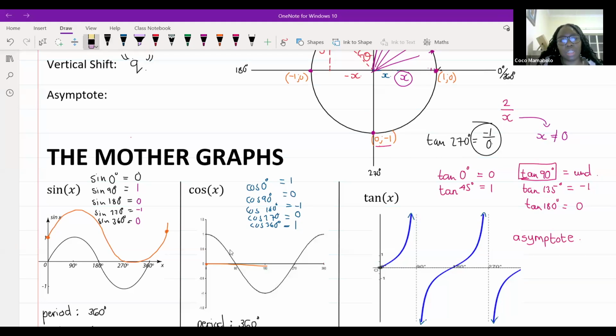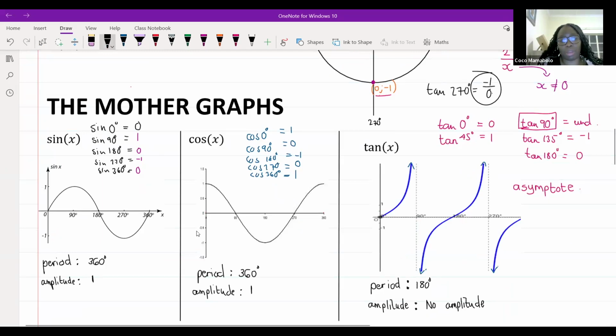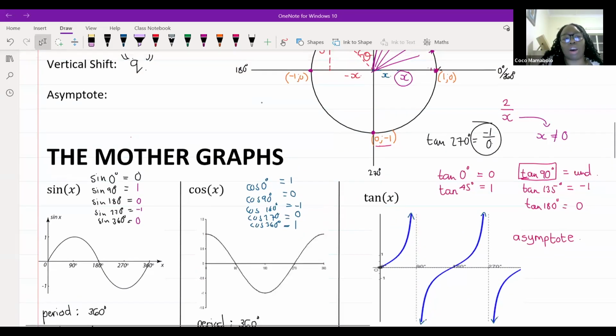In the case of my sine graph, because my sine graph is drawn exactly where it needs to be drawn, the vertical shift for my mother graph, or the Q for my mother graph, is just equal to 0. We haven't moved it up or down. Same with cos. Q is equal to 0. We haven't moved it. And same with our tan graph. Q will equal 0. Then we've talked about the asymptote. We know that the only graph that has an asymptote from our trig graphs is our tan graph. Only tan has an asymptote at 90 degrees and at 270 degrees.